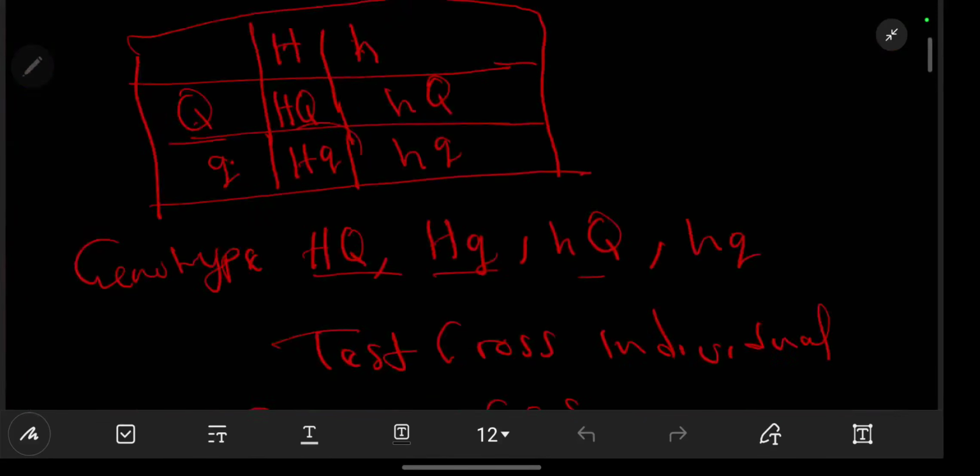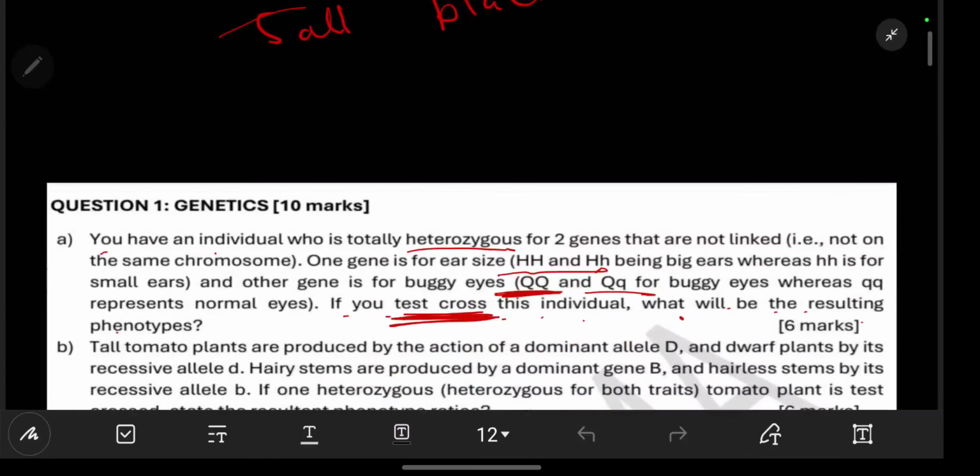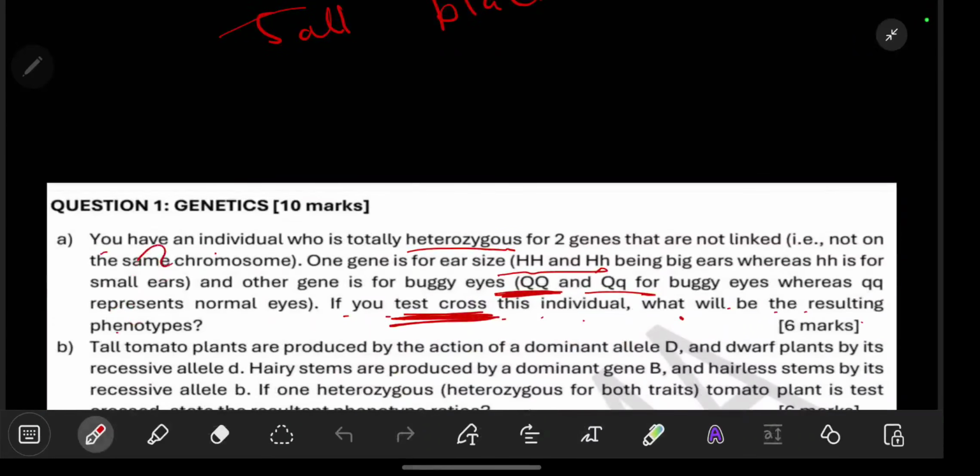So let's say you have this one where it says that an individual is totally heterozygous for 2 genes that are not linked, meaning to say that are not found on the same chromosomes. One gene is for ear size, H, like that, and the other gene is for baggy eyes, like that. Whereas QQ represent normal eyes.